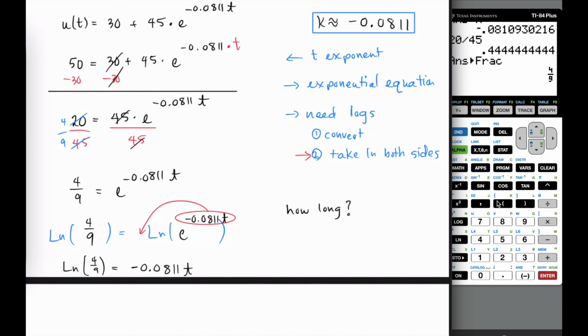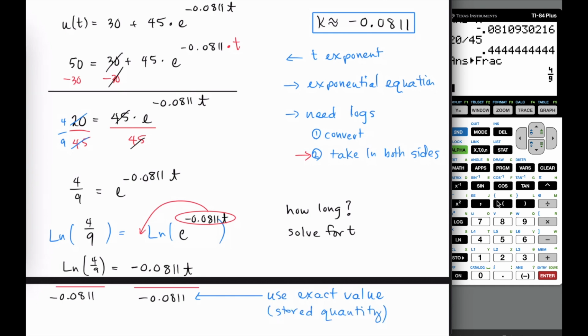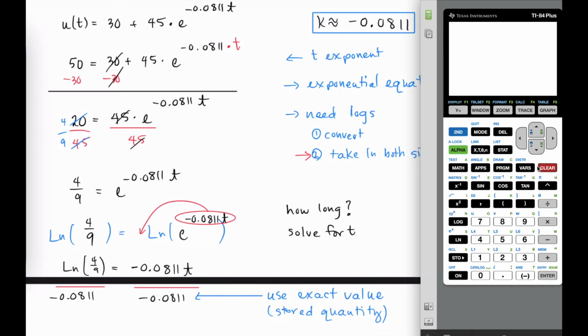Remember, we're trying to find how long it's going to take to reach that 50 degrees, which means that we're solving for t. So in order to solve for t, we're going to divide both sides by the quantity negative 0.0811, but when we do this division, we want to use the exact value so that we're not generating a rounding error. And remember, we stored that quantity in our calculator, so we can come back over here now and say the ln of 4/9, and we'll hit enter to get the numerator quantity, and then we'll divide that by what we have stored in x, which was our negative 0.0811 quantity.